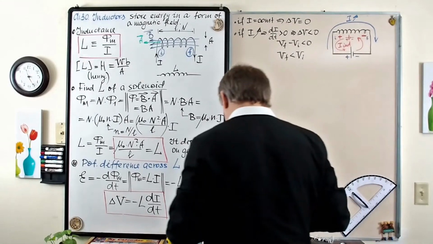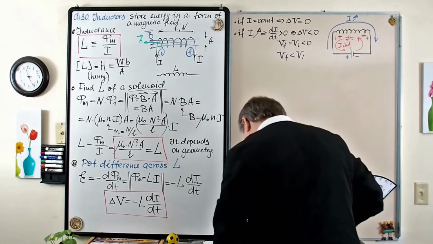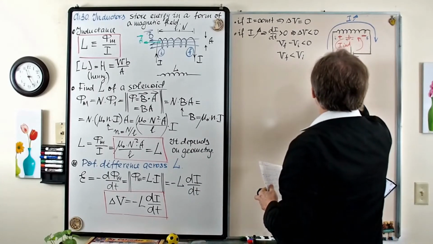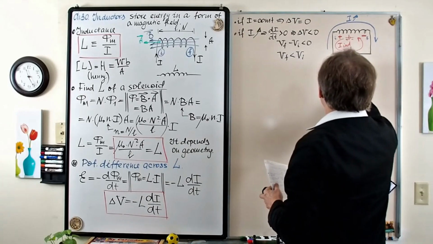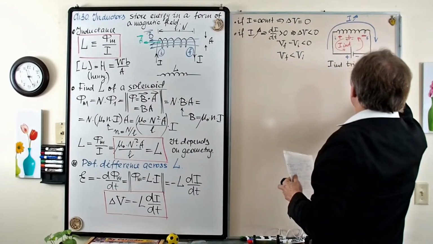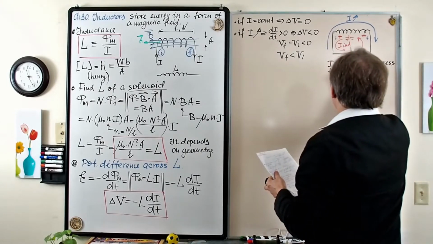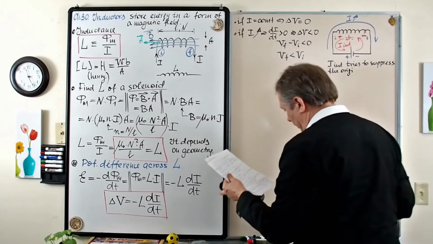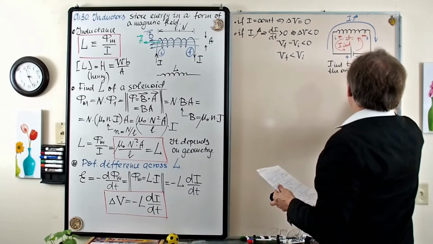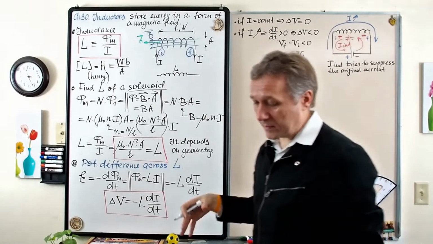Okay, so let me probably write something. I will write this conclusion. So let me write underneath: I induced tries to suppress the growth of the original current. Okay, it's clear. Suppress the growth of the original current. Again, the system doesn't like changes. Again, the same philosophical idea that the system doesn't like changes.